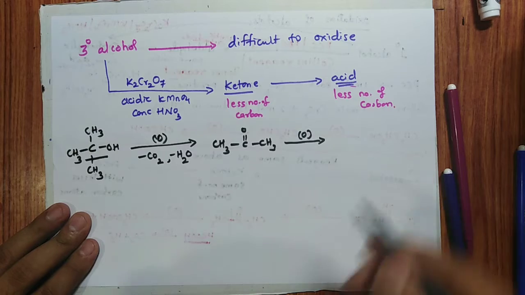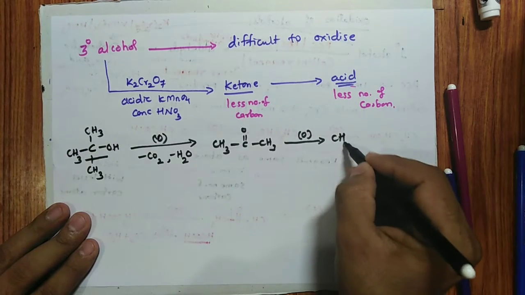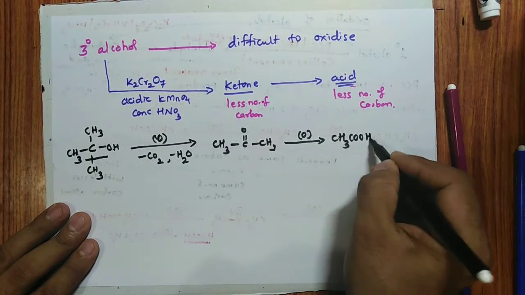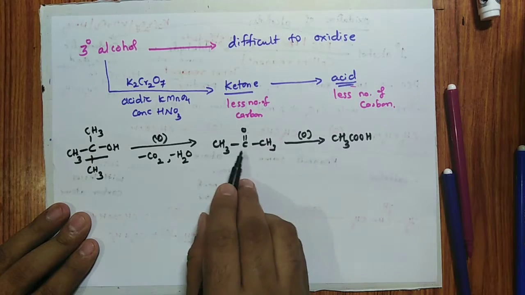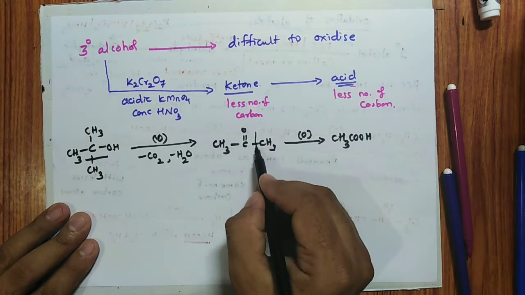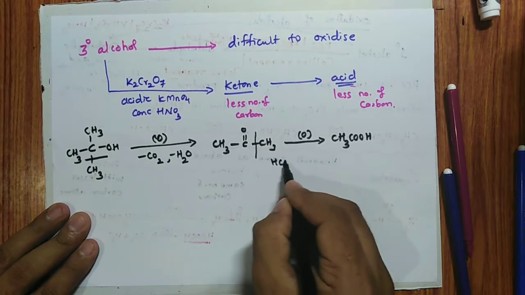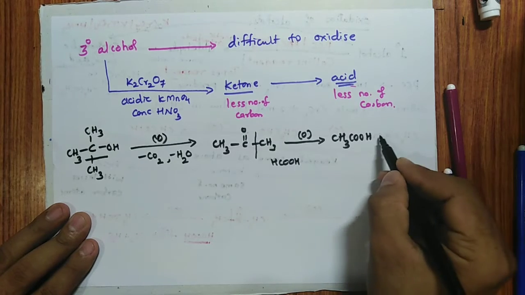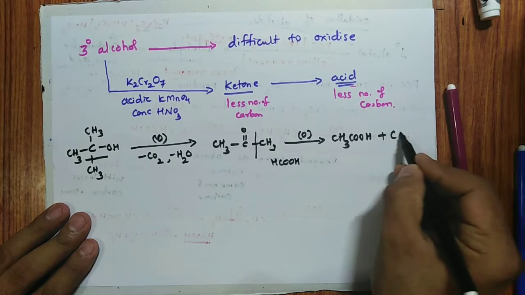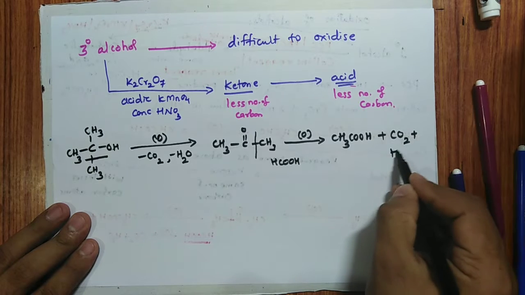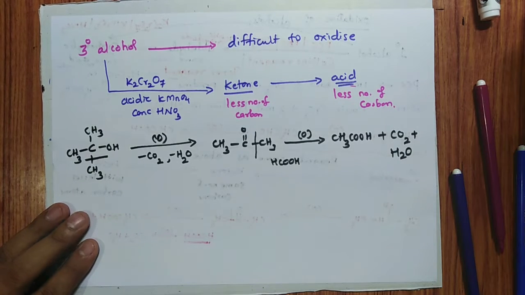you are going to get, so see here, CH3COOH, once again CH3COOH or CH3COOH. This bond undergoes cleavage forming HCOOH, but immediately that HCOOH gets converted into CO2 plus H2O. So this is about tertiary alcohol.